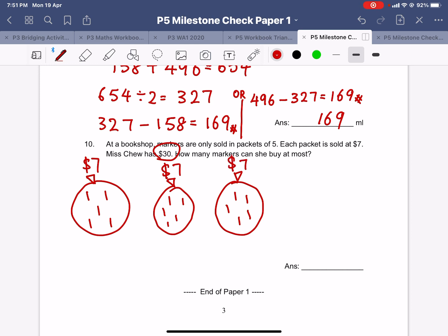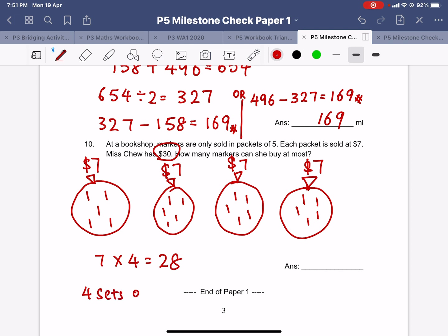You can only buy up to 4 packets, right? Yeah, so because 7 times 4 is already 28. You can't buy the 5th packet because that will exceed, right, the amount. So this 4 actually just means 4 sets of 5 markers. So how many markers is there in 4 sets of 5 markers? 4 sets of 5 markers, 20. So that's the answer for question number 10. Okay, now I'm going to move on to question paper 2 now.